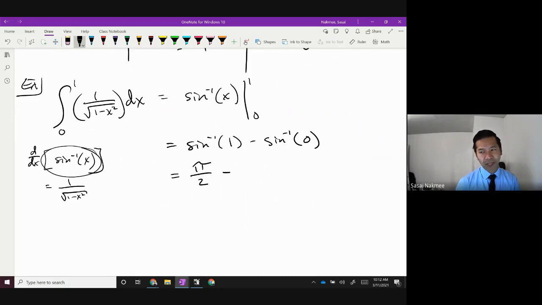You can go with either one. In this case, though, I'm going to go with 0 because it's just easier to start there. So pi over 2 minus 0, that's going to equal pi over 2 as our answer for this one.